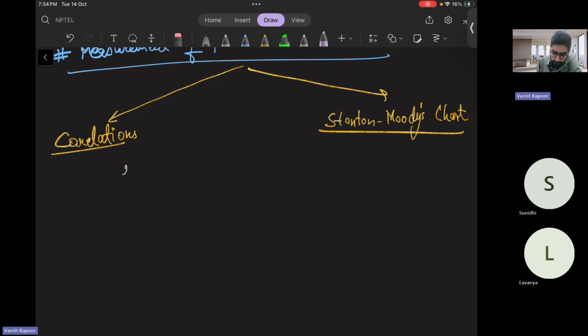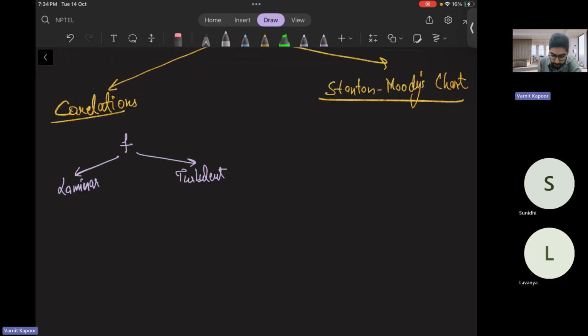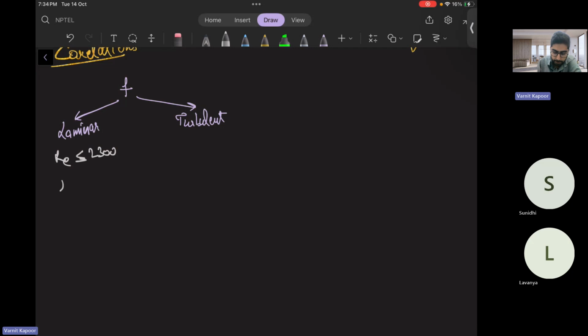There is a friction factor F. It will be defined both for laminar and turbulent. We have just derived that the laminar scenario is when the Reynolds number for a pipe flow is less than 2300, suppose. So F is 64 by Reynolds number. Whereas when the Reynolds number is greater than 4000, the flow is turbulent for a pipe flow.